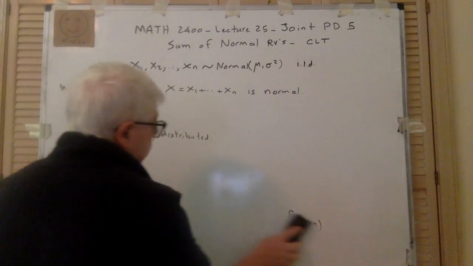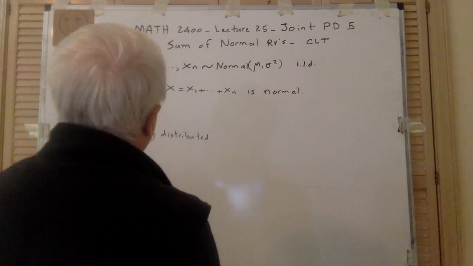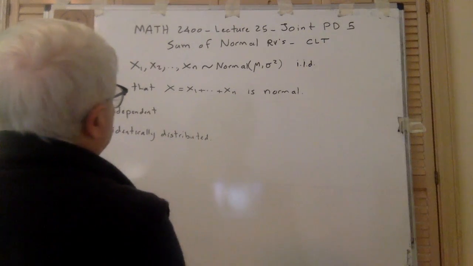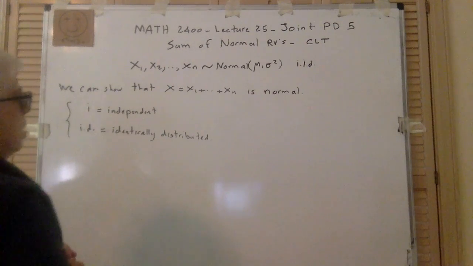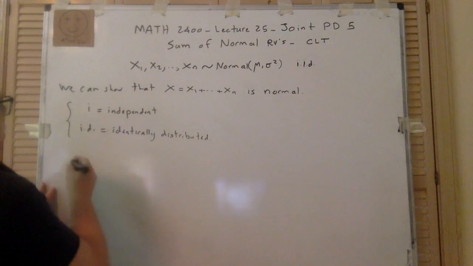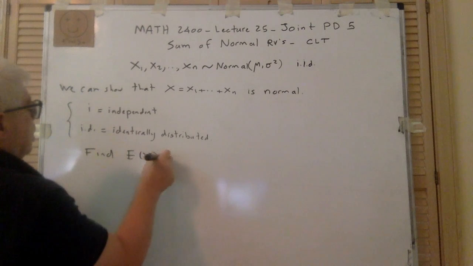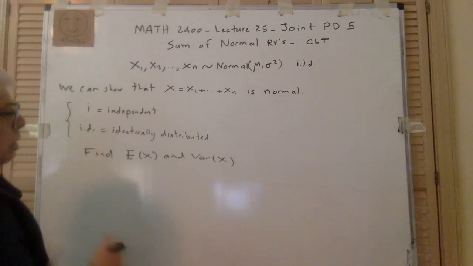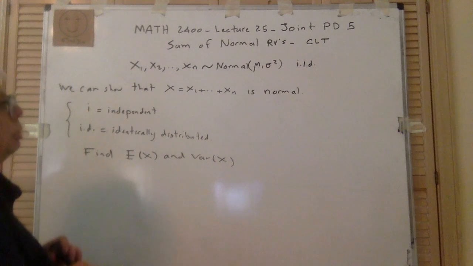So what we have here is when we add them. Okay, so what happens when we add them? As I said, we can show that when we add them, if we have this situation, then the sum is also normal. But what is the expected value and variance of this X? So let's find E of X and the variance of X. In fact, when we say this is normal, we need both of them, the mean and the variance.